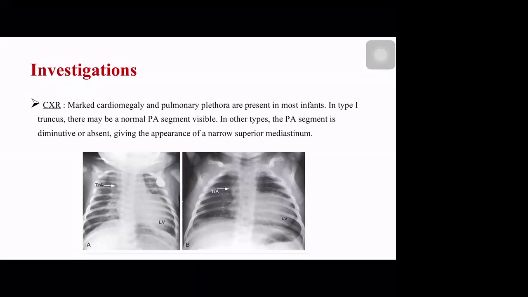So on the left-hand side in picture A, you can see there is a wide mediastinum, that is type 1 Collet and Edwards Truncus arteriosus. On the right-hand side, there is a narrow superior mediastinum because of absence of MPA, which can be either type 2 or type 3.